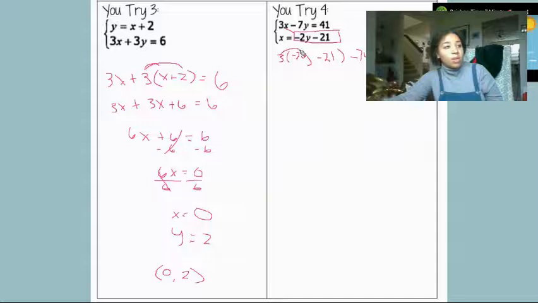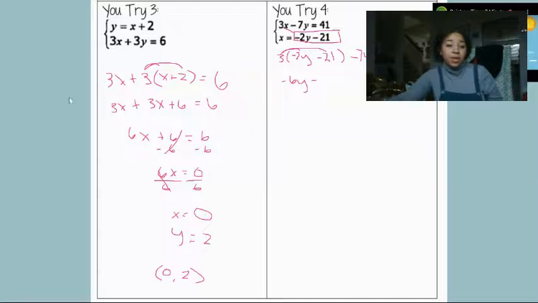So then you're going to do distributive property. This is going to be negative 6y minus, I don't know what 21 times 3 is off the top of my head. If you do, it's awesome. I don't feel like figuring it out right now. So 21 times 3. Negative 63. I should have known that. Just didn't feel like learning it today. So negative 63 minus 7y equals 41.